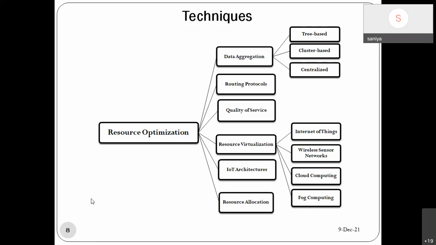There is a lot of research going on in data aggregation techniques, research on routing protocols, on quality of service, and on resource virtualization. And this virtualization has been done on IoT devices and WSN devices. There is a concept of virtualization on the cloud, and on the fog level or fog layer. There is also research on IoT architectures. And there is a section of researchers who focus on resource optimization techniques.